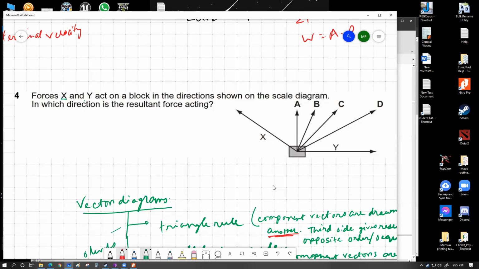Force X and force Y act on a block. So these two are the component forces. Together they would produce one resultant, which should be chosen among A, B, C, D. Okay, we're getting a couple more responses. Anyone else? Mustahsin, Nurzahin, Dipro.